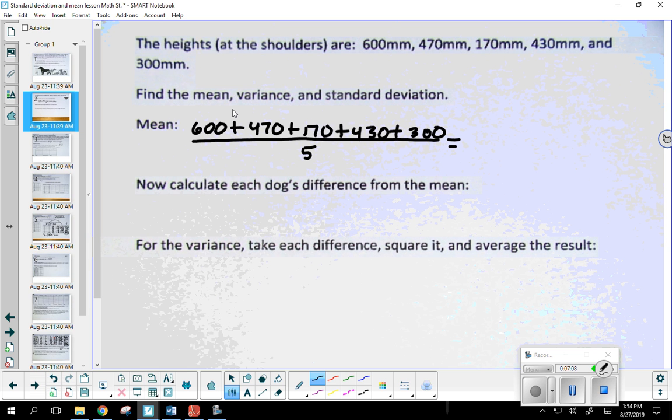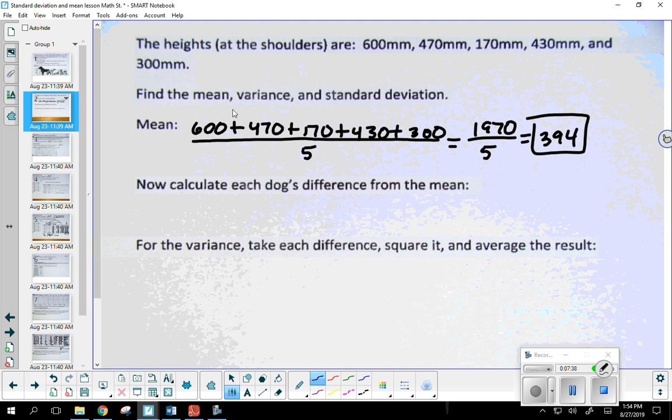I'm getting 1,970. I thought somebody was saying 800 or something. Maybe I'm old. There we go. Keyword maybe. 1970 divided by 5. So what's the average of all the dogs' heights in millimeters? 394. So that one worked out nicely. So I found the mean.